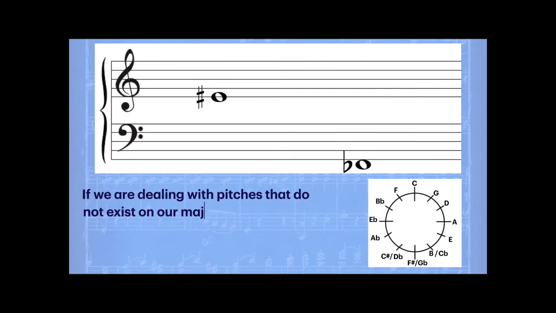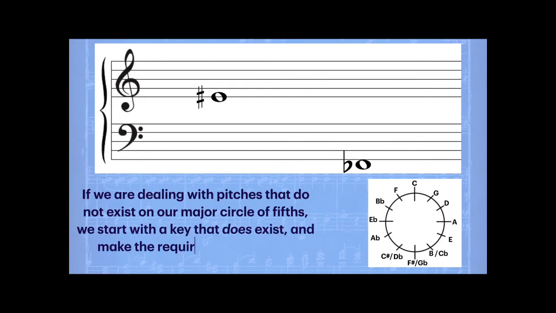If we are dealing with pitches that do not exist on our major circle of fifths, we start with a key that does exist and make the required adjustments. For example, our first lower pitch is an E sharp, and there is no E sharp on our major circle of fifths. However, we do have an E. A fifth above E is going to be some kind of B. E major has 4 sharps, F, C, G, and D. B is not one of our sharps, so B natural is a fifth above E natural.